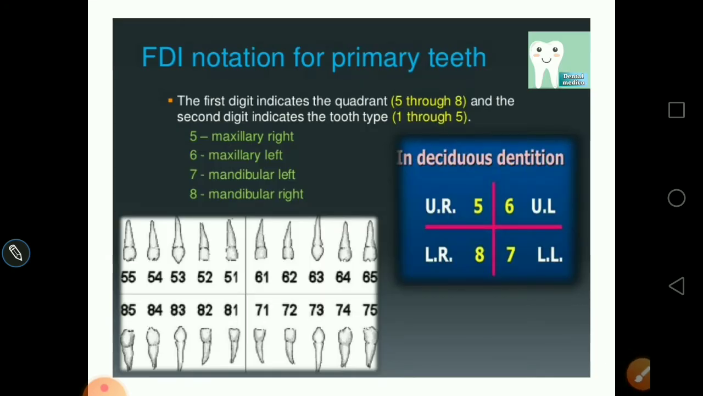Now in the FDI system for primary teeth, it is a 2-digit system. Okay, the first digit indicates the quadrant, 5 through 8 for deciduous, and the second digit indicates the tooth type, that is from 1 through 5.